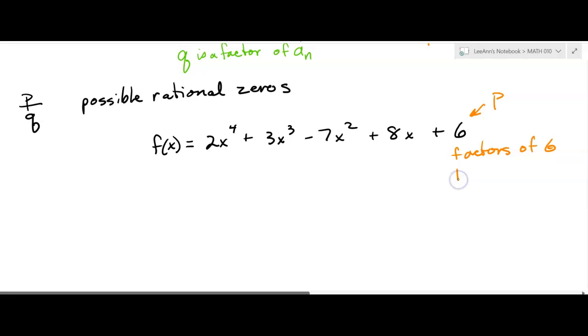So 1 is always a factor. In fact, plus or minus 1, because it could be negative, plus or minus 2, plus or minus 3, and plus or minus 6. Those are all factors of 6, okay? And you're always going to include the plus or minus when you're using the rational zeros theorem. Okay, then we're going to go to Q. What are the factors of 2? So this is Q. It's based on that coefficient. Factors of 2. Well, plus or minus 1 and plus or minus 2. That's it. That's all we have.